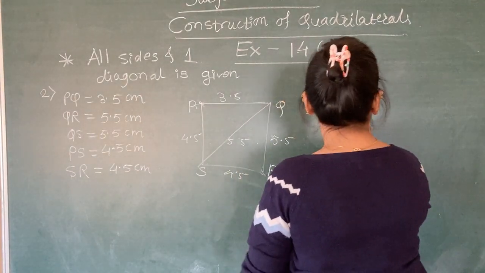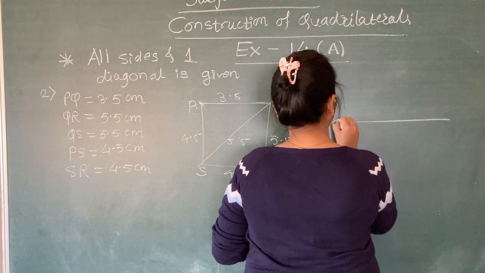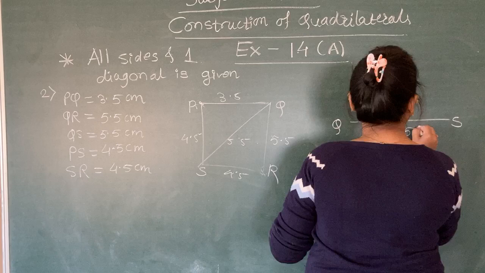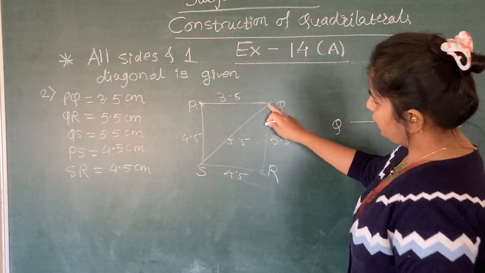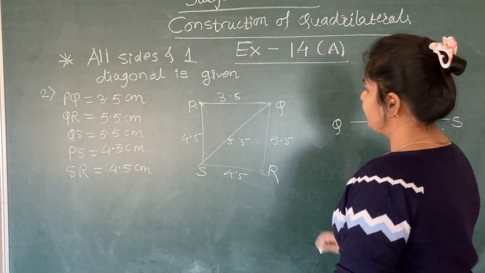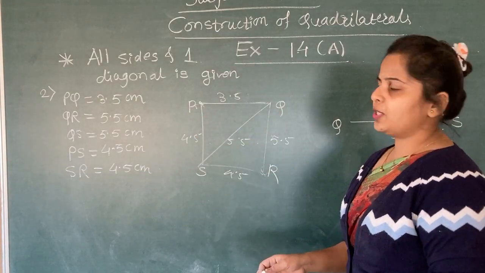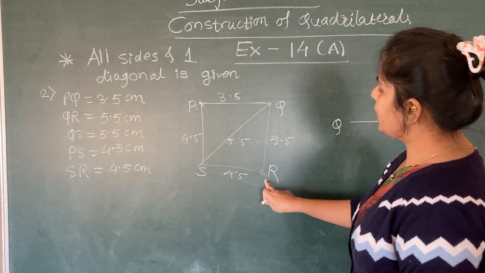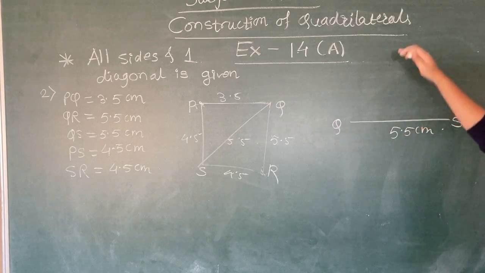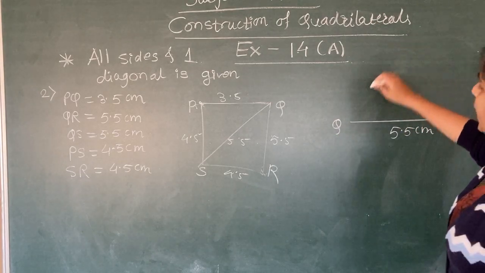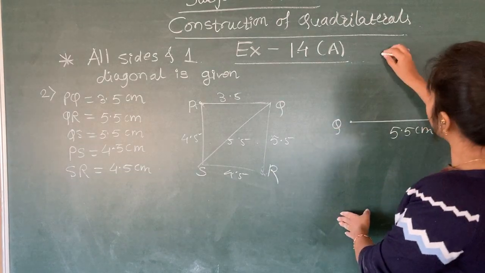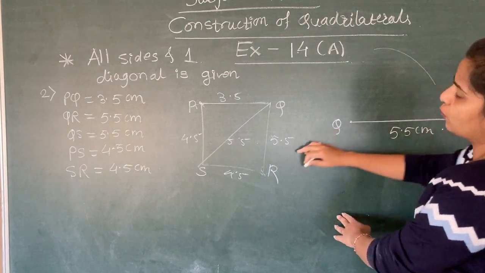The diagonal is QS. Length is 5.5 centimeter. Now this is QS. On one side of Q there is R, on the other side of Q there is P. You can cover any portion first. Okay, Q to R is 5.5. R will be somewhere in the upper portion if I am doing it. For that, take a distance of 5.5 in your compass. Draw a random arc with the distance 5.5.